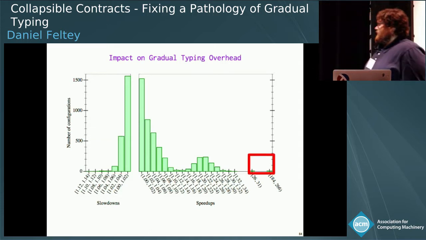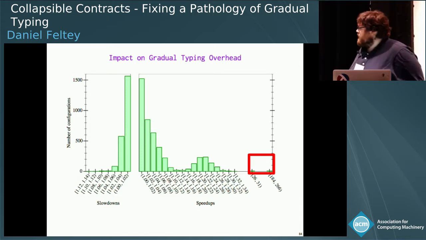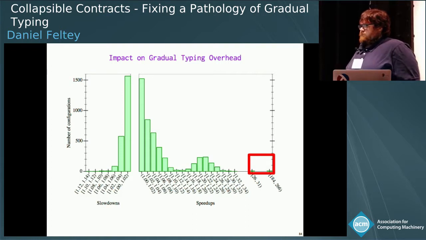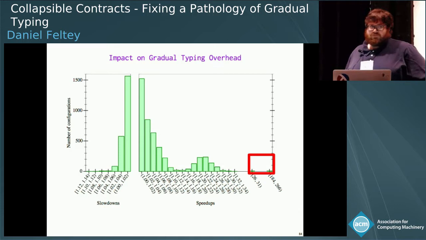On the other end, we do have some programs that have been sped up by almost 300 times, almost 30 times. So these are programs that exhibited a pathological issue beforehand and now don't exhibit the pathology.